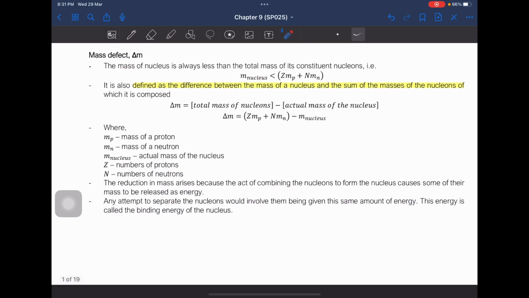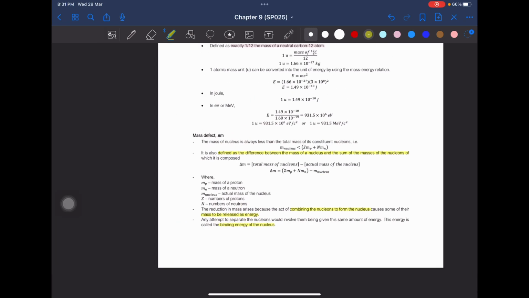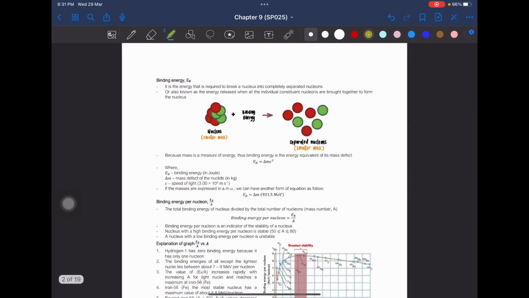Okay, so the reduction in mass is due to the act of combining the nucleons to form the nucleus, which causes some of their masses to be released as energy. So any attempt to separate the nucleons would involve giving the same amount of energy. So this energy is called the binding energy of the nucleus. Okay, so that is mass defect.